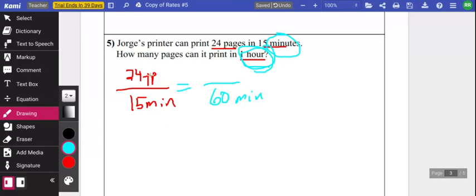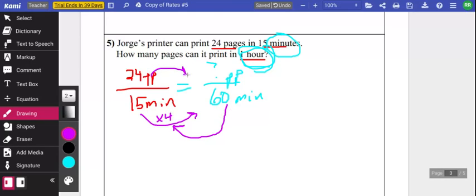And so I'm going to set this rate equal to the number of pages in 60 minutes. And so how would you get from 15 to 60? 15 times what would be 60? Well, maybe let's say you don't know. And so work the other way. Do 60 divided by 15, and that would give you 4, right? And so what you could do is 15 times 4 gives you 60, and so 24 times 4 would give you the number of pages that he can print in 60 minutes.